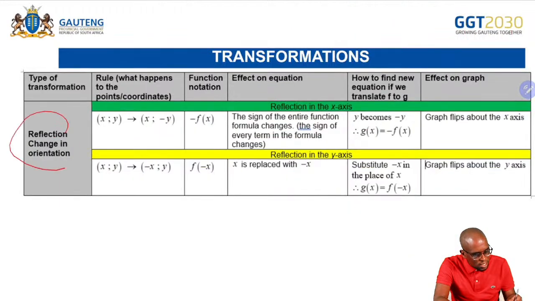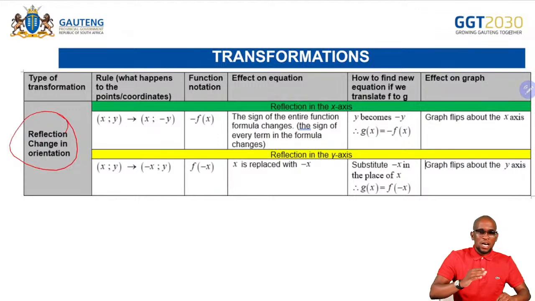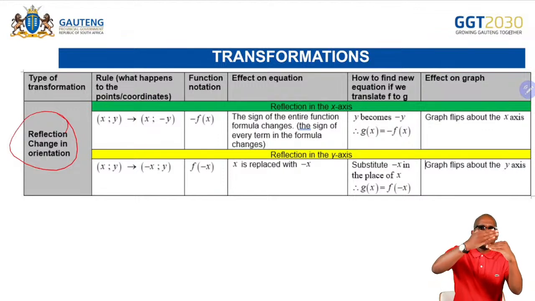Now, let us look at reflection. If you reflect about the x-axis, y becomes negative. If you are reflecting about the x-axis, and you are reflecting a point that was here, the point would come down here. So the point will have the same x value, but the y value will change sign.